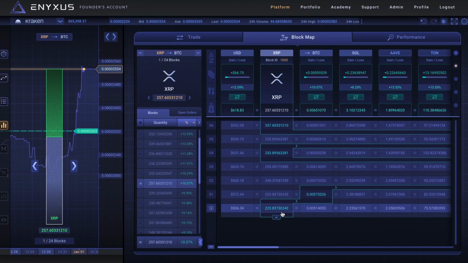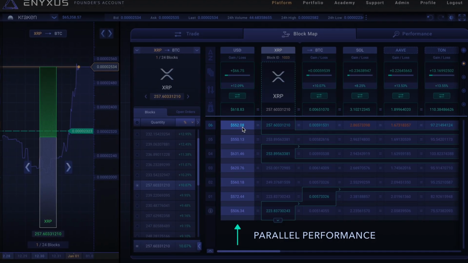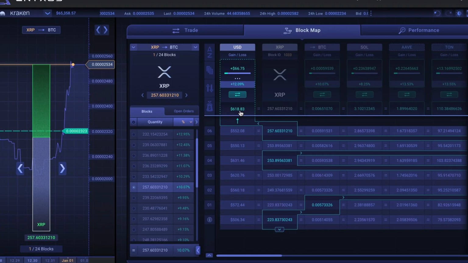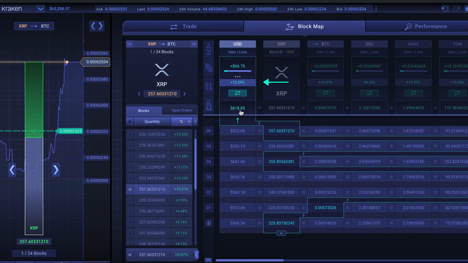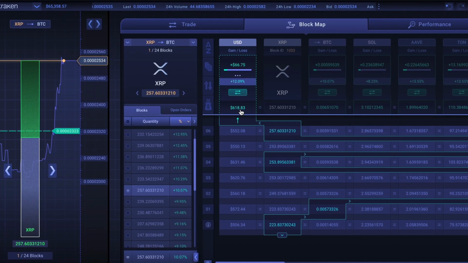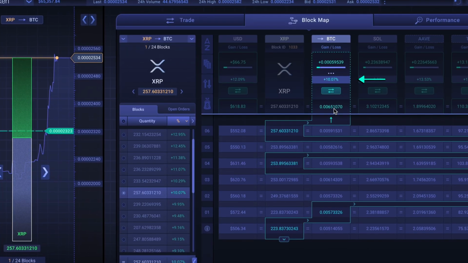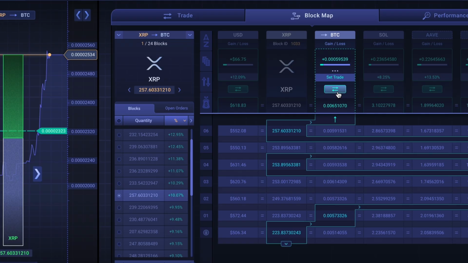As we can see, our block of XRP has also shown strong parallel performance in USD. If we were to trade it into USD instead, we would achieve a new all-time high of $618, reflecting a 12% gain over the last value. However, for this trade we prefer to move it into BTC, realizing a 10% gain over the last value. Let's go ahead and click here to set the trade.